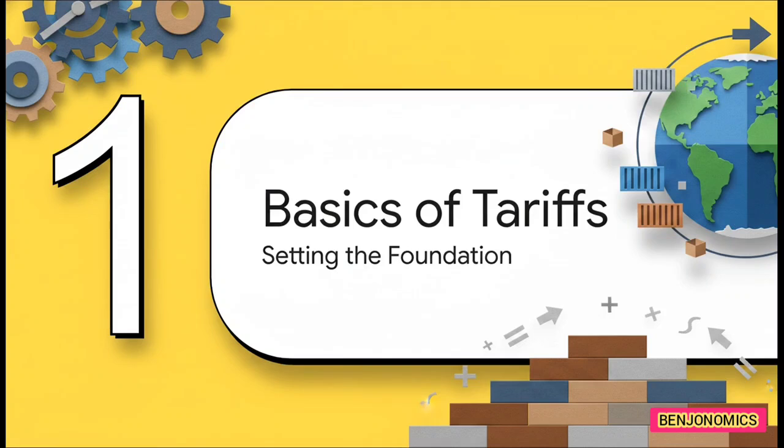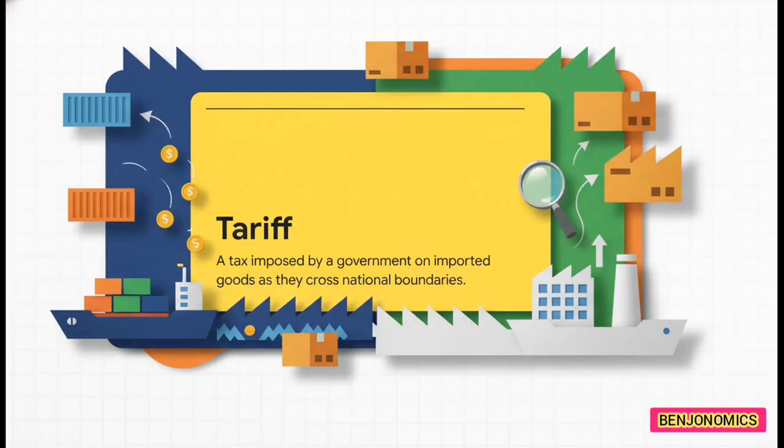So, Section 1, the basics of tariffs, setting the foundation. To understand the complex math, we absolutely have to start at the beginning. At its core, a tariff is simply a tax imposed by a government on imported goods as they cross national boundaries. That's pretty much it. By adding this tax, a government is basically saying, we're going to make these imported goods a bit more expensive compared to our own domestic products. It theoretically gives local producers a bit of a leg up in the marketplace.